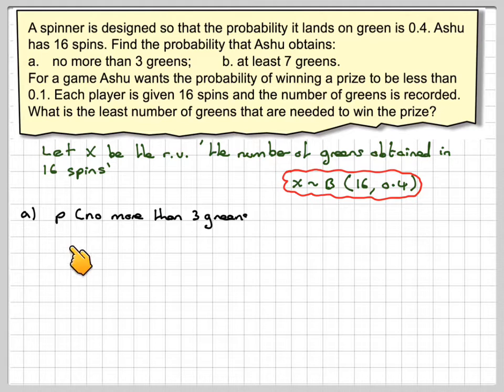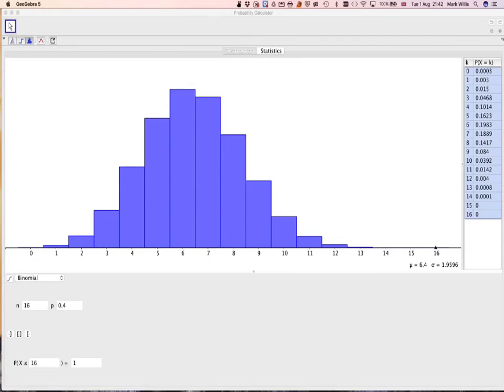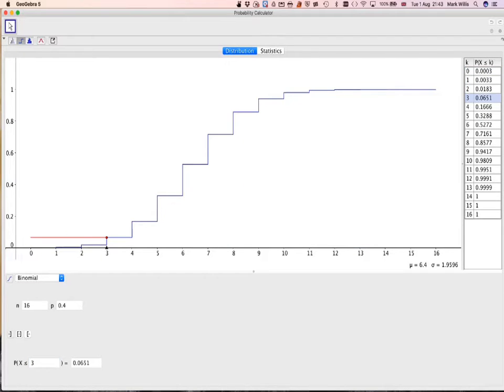For A, we want the probability of no more than 3 greens, which means the probability that x must be less than or equal to 3. So if we go to the GeoGebra applet, you can get the probability calculator now. We want less than or equal, so that's that one, and in here we want that to be 3. What we need to do is sum those probabilities up. But if we go to the cumulative distribution function, the table will give us it.